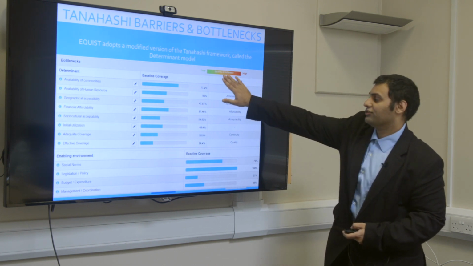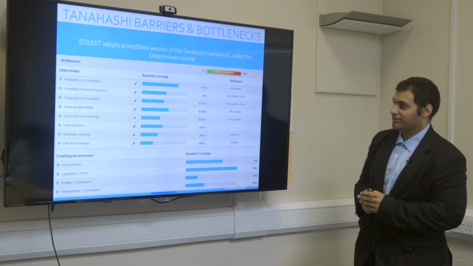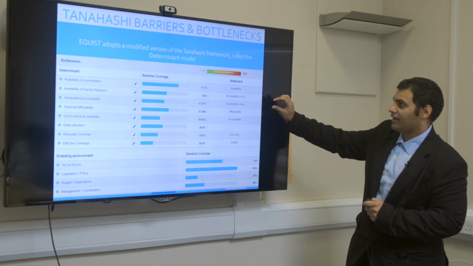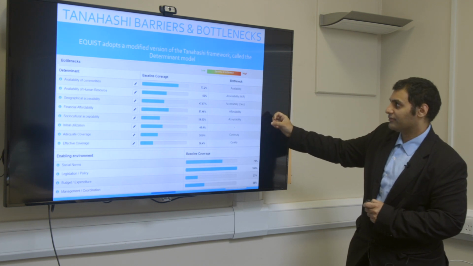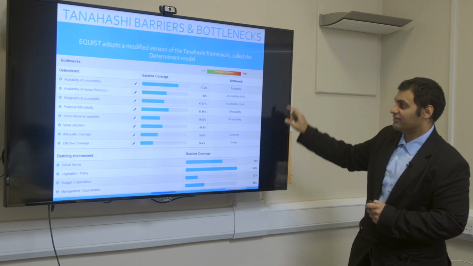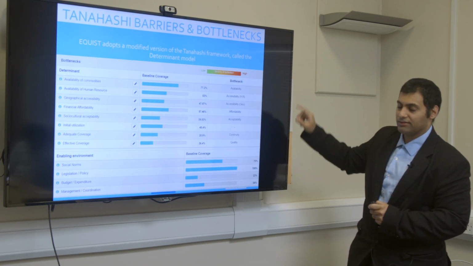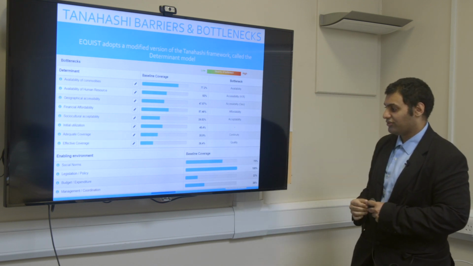You're also given a small traffic light system. It's not shown here, but you'll be able to see it on the site itself, which shows you what the system identifies as a severe bottleneck or a less severe bottleneck. And it's up to the user to decide which determinants they wish to address specifically for a specific intervention.